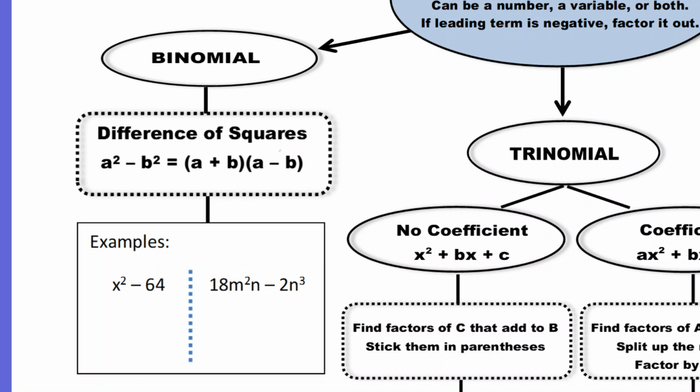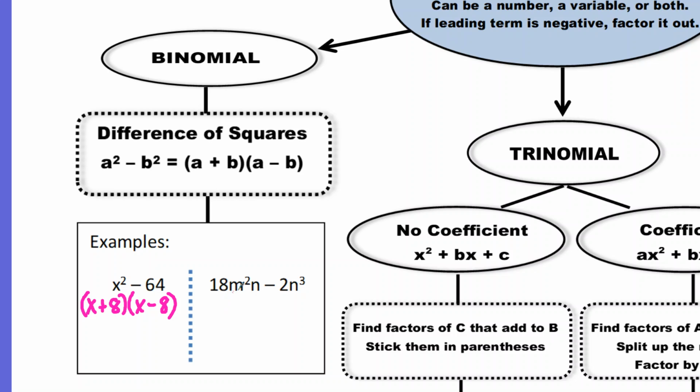So for our examples, x squared minus 64. x squared is a perfect square, 64 is a perfect square. There's a minus in the middle. There was no GCF. I did notice that, forgot to say it. No GCF, so difference of two squares. So this one's going to be x plus 8 and x minus 8.